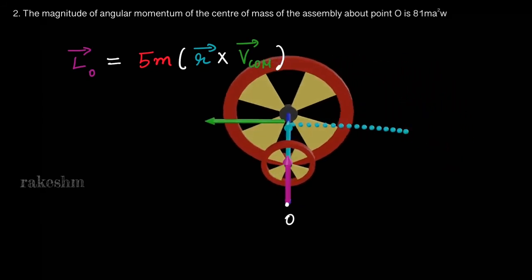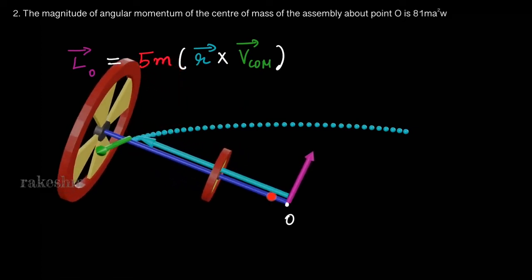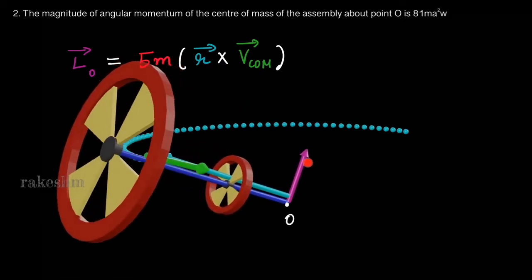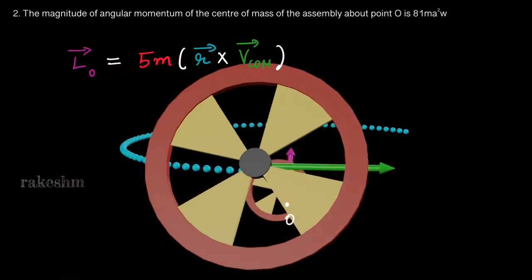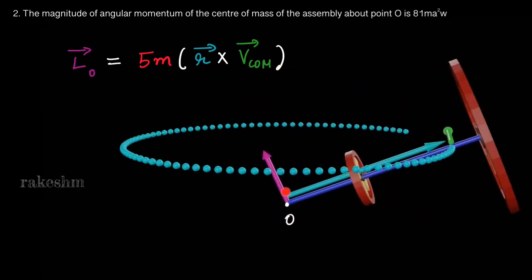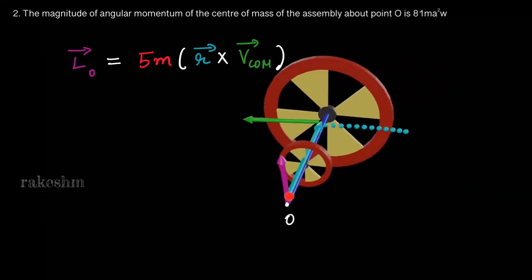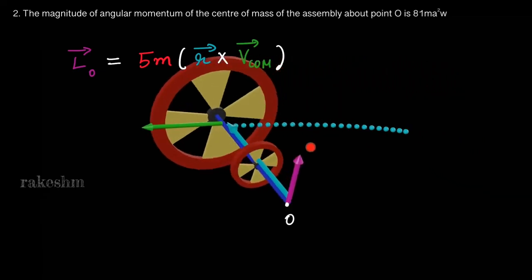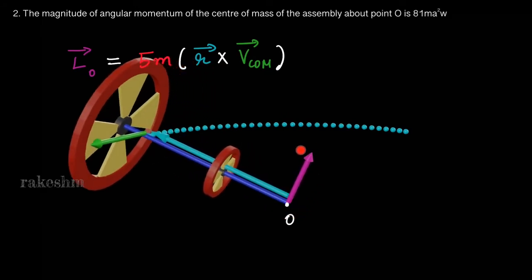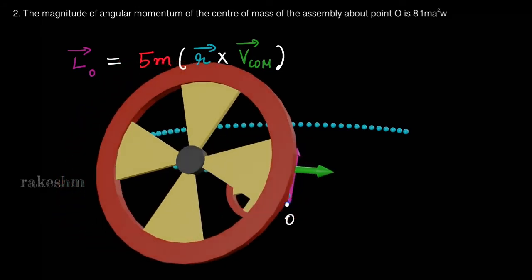So you can see that the center of mass is moving in a circle. The R bar cross V bar is perpendicular to both R bar and V bar, and this vector is also changing with time. You can see the direction of this vector is changing with time. Its magnitude is constant as the length is constant, but its direction keeps on changing with time.